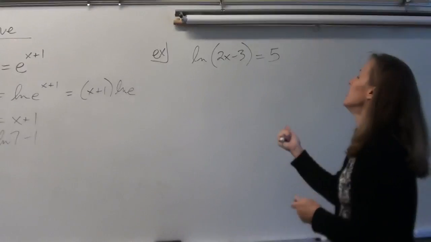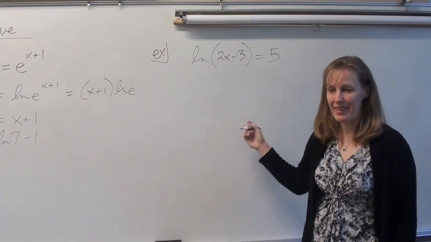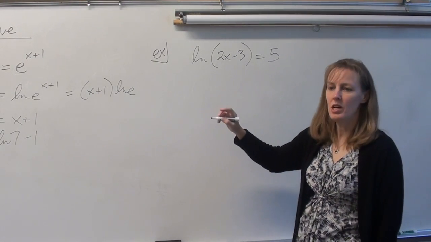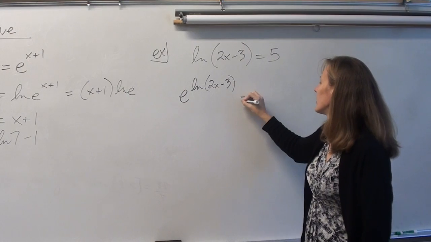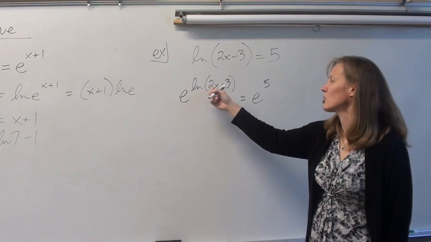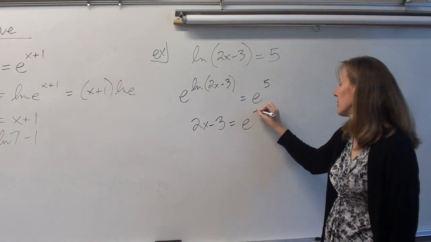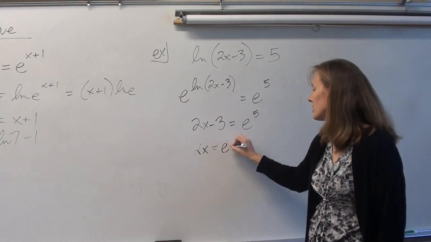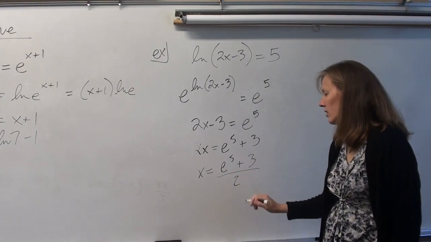All right. So, how do you want me to do this? Do you want me to exponentiate, or do you want me to write in exponential form? You want me to do both? Okay. So if we exponentiate both sides, meaning we make each side a power of e, then you have to recognize your properties. e to the natural log of 2x minus 3 equals 2x minus 3. And then, remember, e to the fifth is just a number. So we add 3, 2x equals e to the fifth plus 3, and then x is e to the fifth plus 3 all over 2.